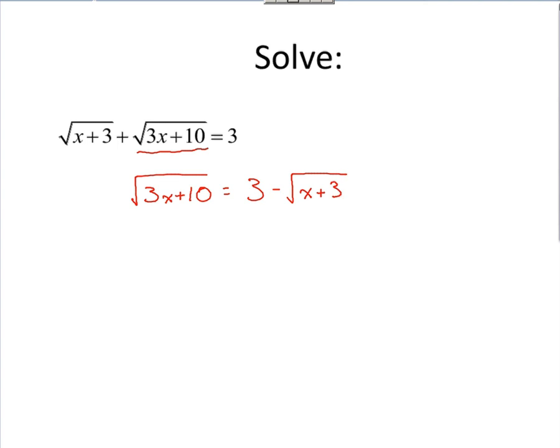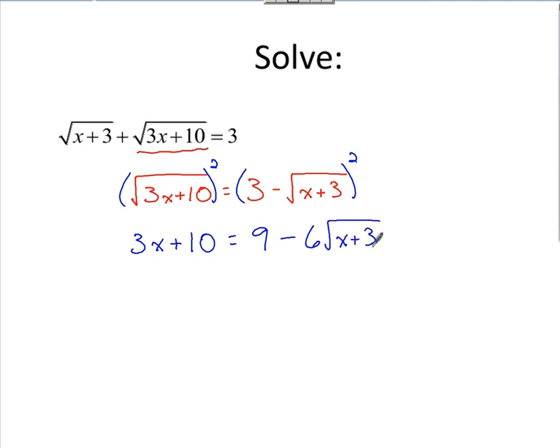At which point we square both sides. We're left with 3x plus 10 on the left. And on the right, we can write it out to FOIL if you want. You can follow the shortcut, doesn't matter. If I follow the shortcut, I'm squaring the 3, get 9. I'm subtracting twice the product of these guys, so that's going to be 6 square root of x plus 3. Then I'm going to add on this last guy squared, so radical disappears, there's x plus 3.